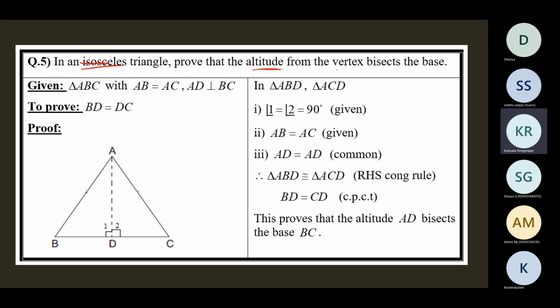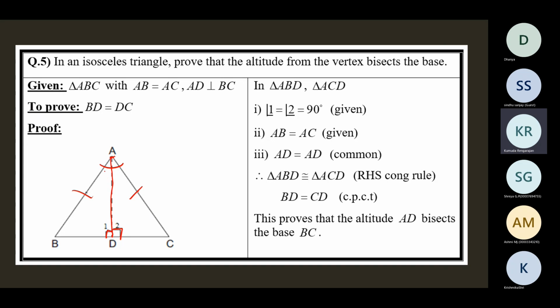We have to prove that the altitude from the vertex bisects the base. So this is the vertical angle. By default, these two sides are equal, since it is an isosceles triangle. This side is equal to this side. This is the altitude from the vertical angle. AD is the altitude. Altitude immediately means these angles are 90 degrees. Altitude means it's perpendicular to the base.